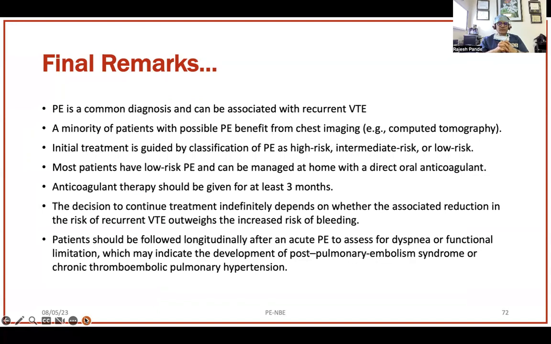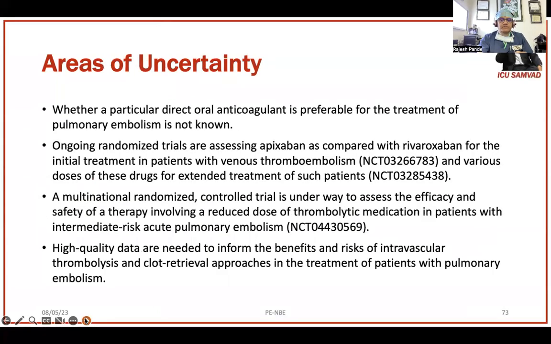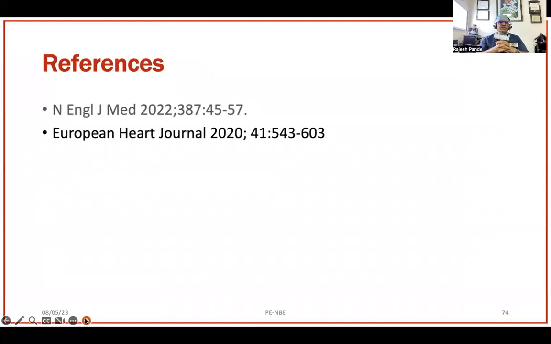Patients should be followed longitudinally to assess for dyspnea or functional limitation, which indicate that the patient may have developed post-pulmonary embolism syndrome or chronic thromboembolic pulmonary hypertension. And there are two very good references, published in the New England Journal of Medicine and the European Heart Journal. The European Heart Journal gives us the guidelines, and the New England Journal of Medicine article gives us the abridged algorithm and management of pulmonary embolism. Both are worth a read.